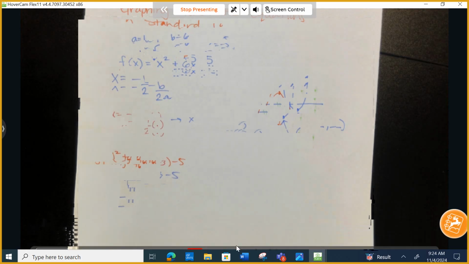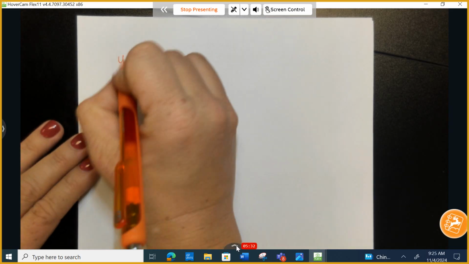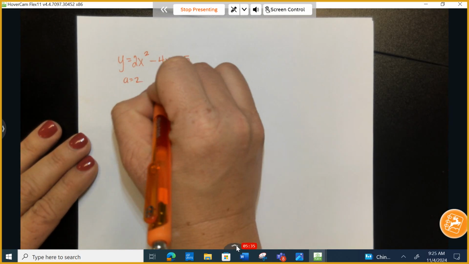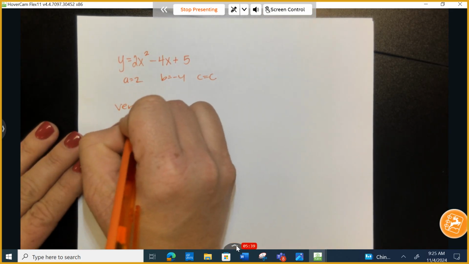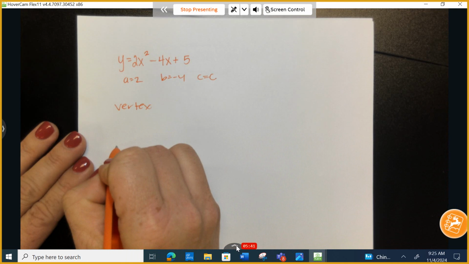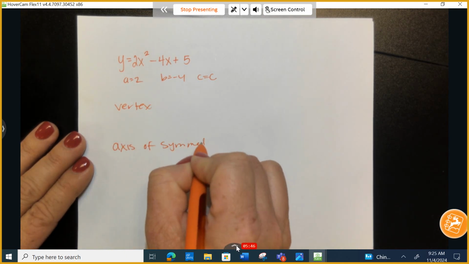So if I gave you this random quadratic equation that's in standard form, the first thing I would ask you to do is to identify the A, the B, and the C. Now let's identify what the vertex is. The vertex and the axis of symmetry, also known as the line of symmetry, interchangeable terms.